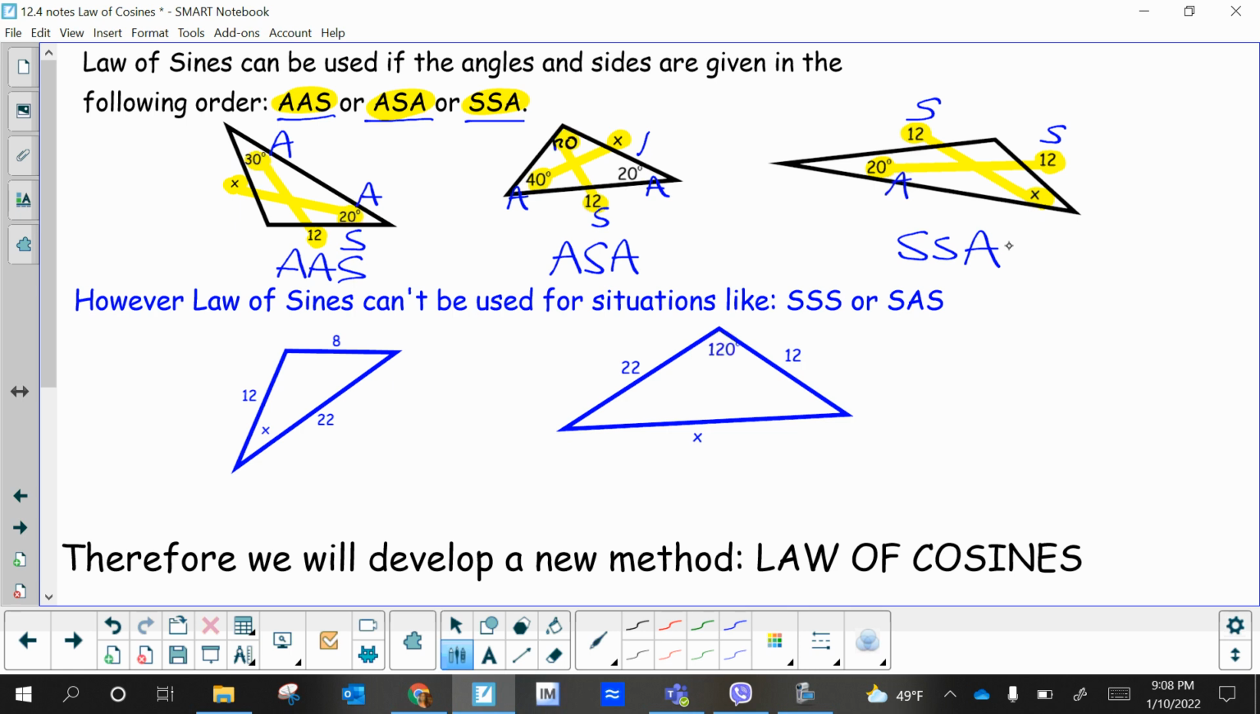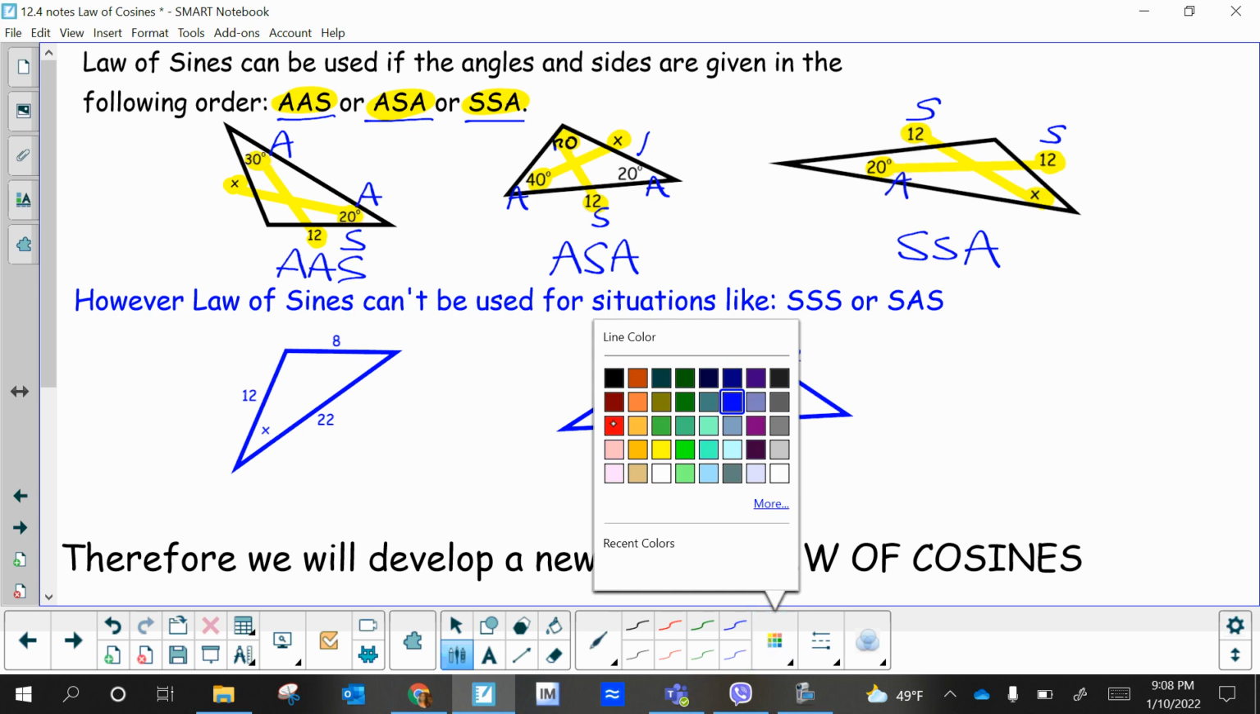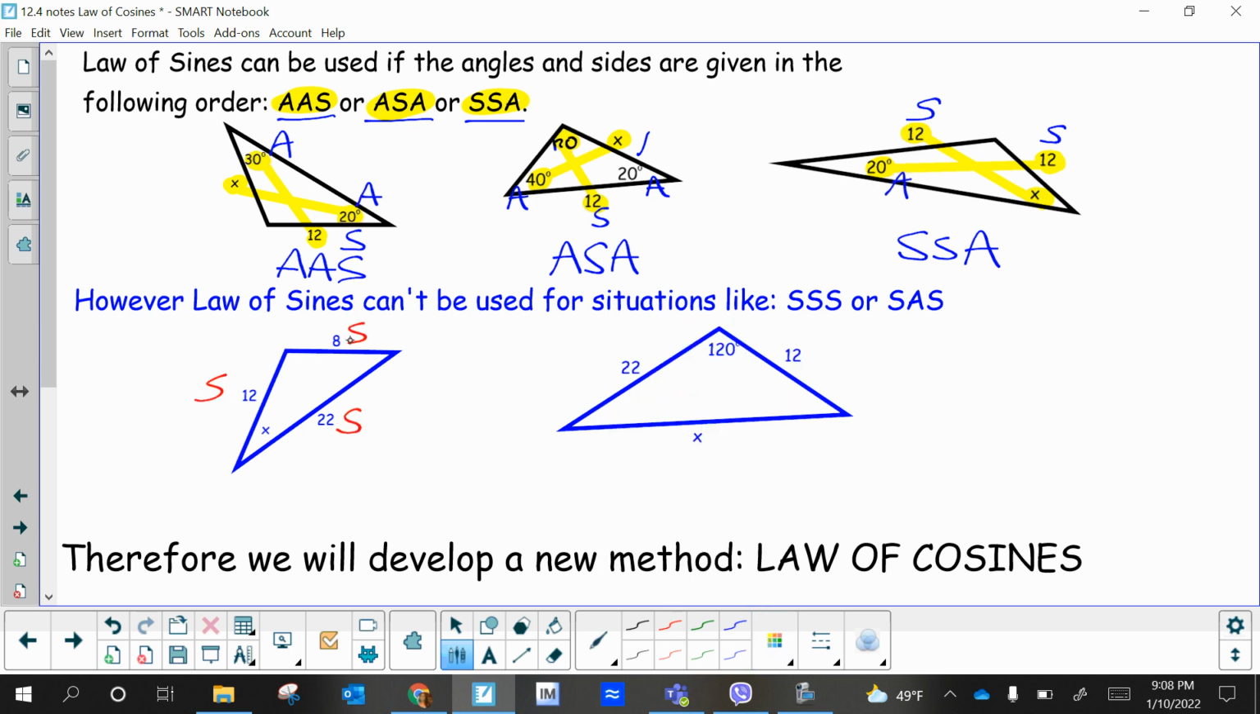As we look at these next two triangles, law of sines cannot be used for these situations. This is in the form of side, side, side. I'm given this side, and this side. That was not in this group right here. Over here, this one's given a side, an angle, and a side. So for these two groups, side, side, side, and side, angle, side, you cannot use law of sines. You will try to put that information in the law of sines formulas, and it will not work out. So guess what we're going to use for these two? We're going to develop a new method called the law of cosines.